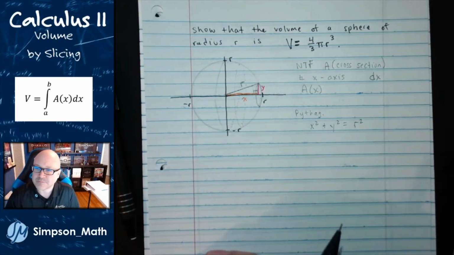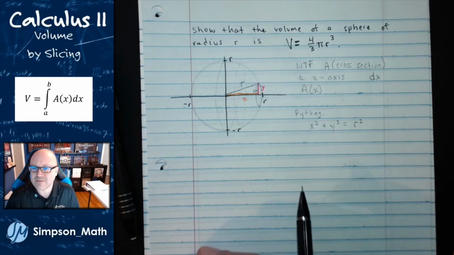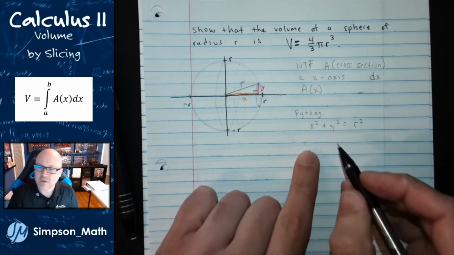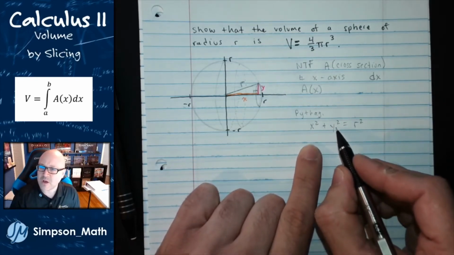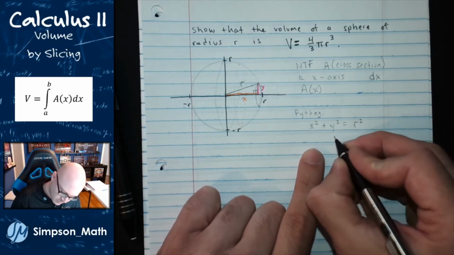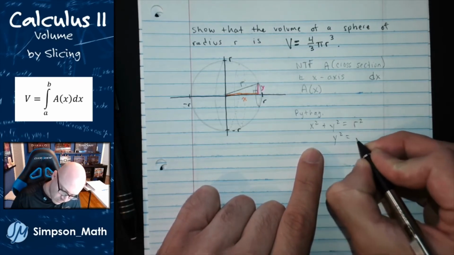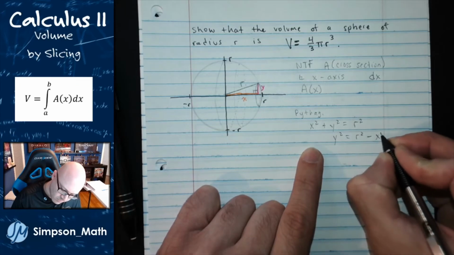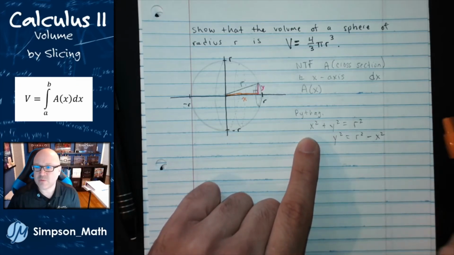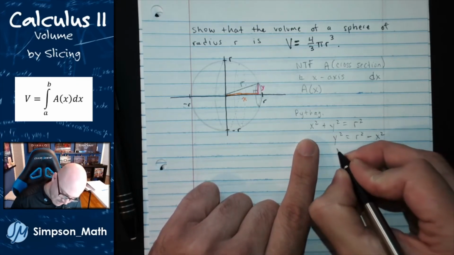All right. Now I would like to solve this for y. I want this in terms of x. So I'm going to solve this for y. I guess I will take the square root of both sides.